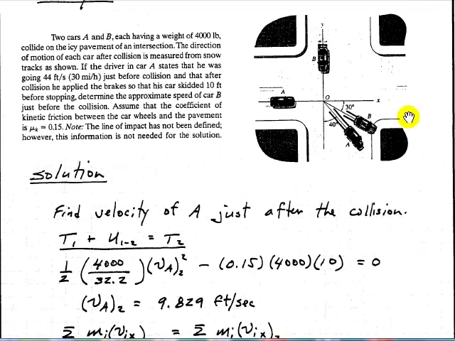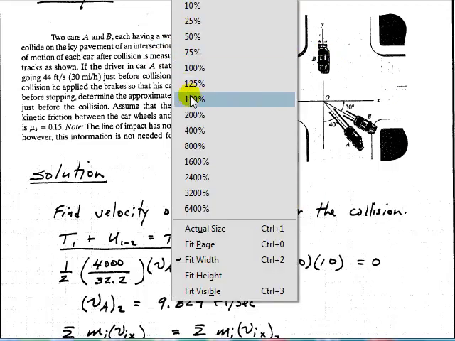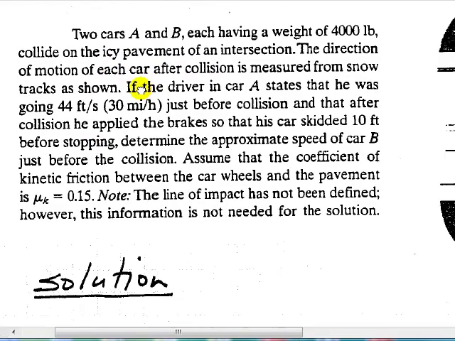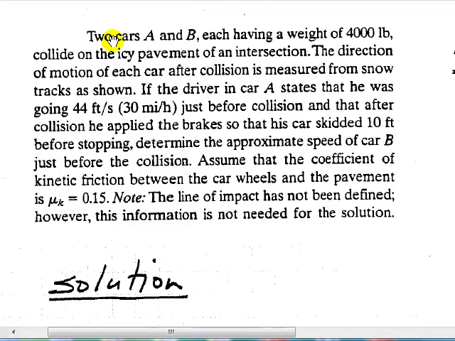Okay, let's look at another oblique impact. This problem is a little bit turned around, but it's worth looking at. Let's zoom in to where we can read the problem, and then we'll take a look at the picture. 2 cars, A and B, each having a weight of 4,000 pounds, collide on the icy pavement of an intersection. The direction of motion of each car after collision is measured from snow tracks as shown. So we'll know the direction after collision.